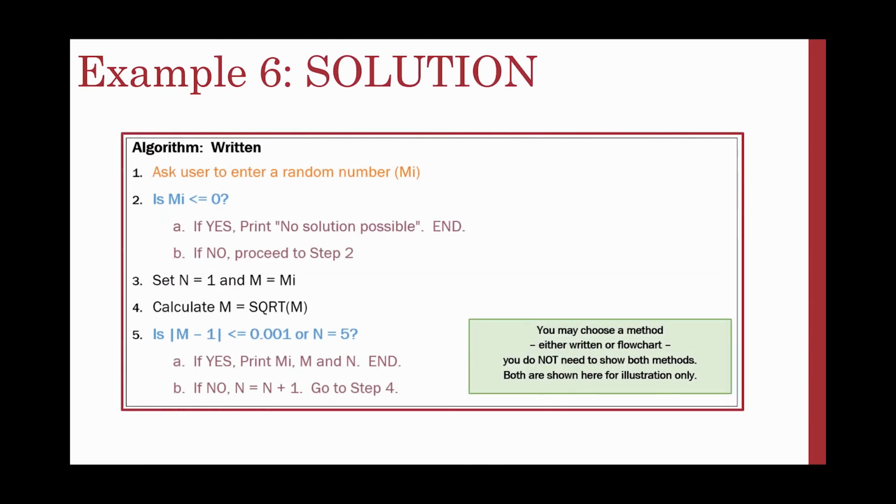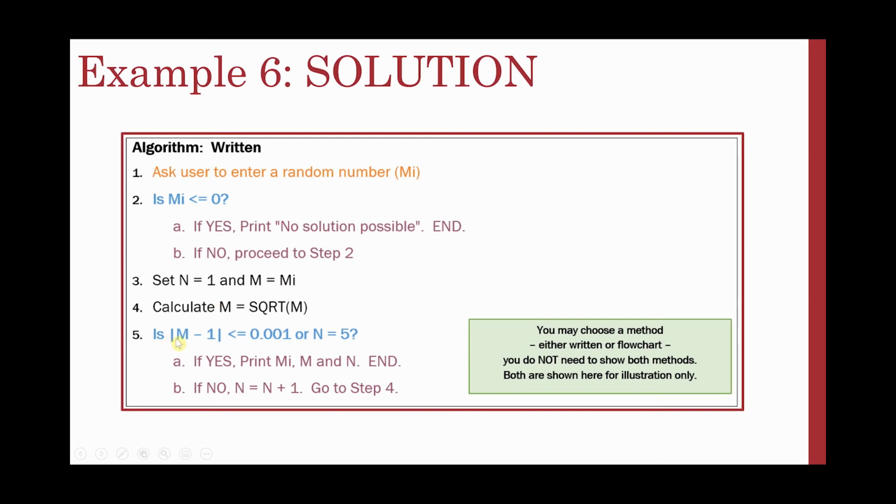So what do we do? Well, we're going to ask the user to enter a random number. We're going to ask if that random number is less than 0, because if it's less than 0, we're going to say, well, there's no possible solution. We're going to end. If no, which means we have our positive number, we're going to proceed to step 3, which is set n equals 1 and m equal to mi. And then we're going to calculate the square root of m and store it back in m.